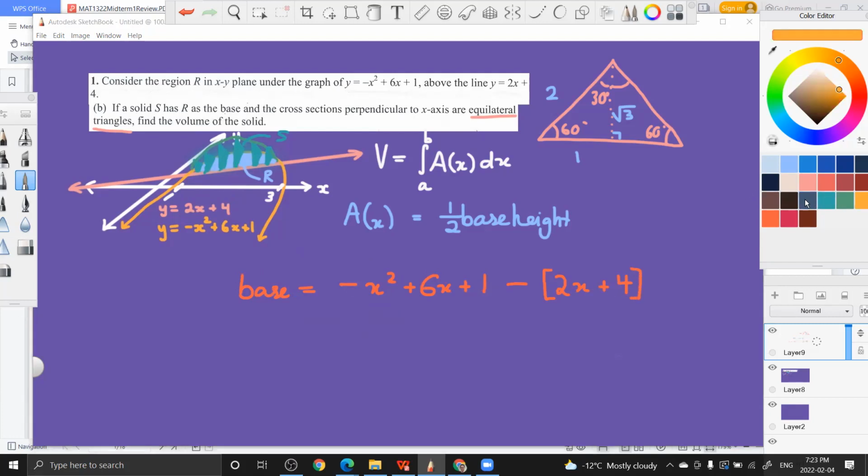Does that make sense? This is a very important step. If you don't understand, please let me know. Okay, seems like you guys understand it. So we can keep on going. Negative x squared plus 6x plus 1 minus 2x minus 4. Negative x squared plus 4x minus 3. So that is the base. That's the base, and that's the distance from here to here.